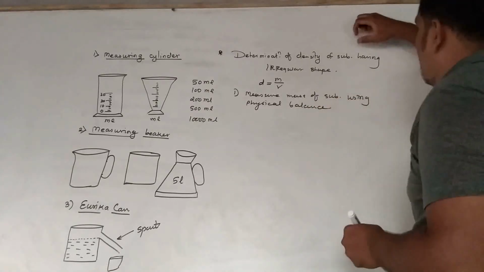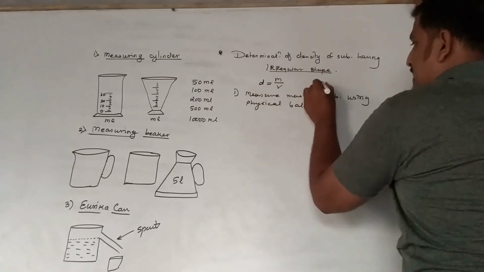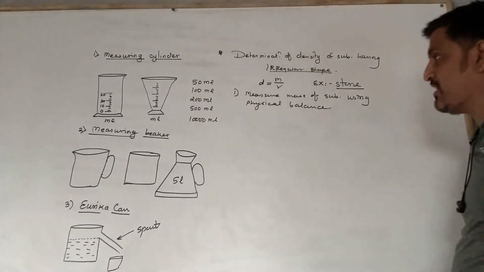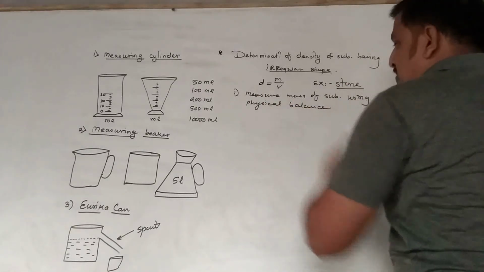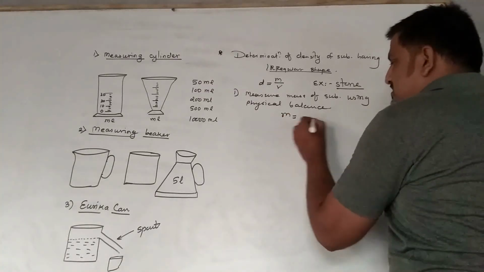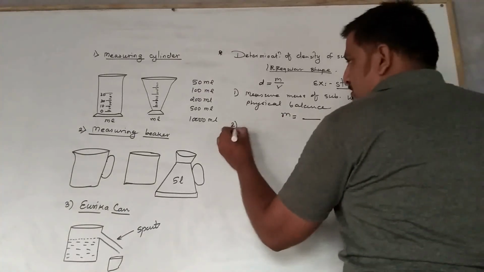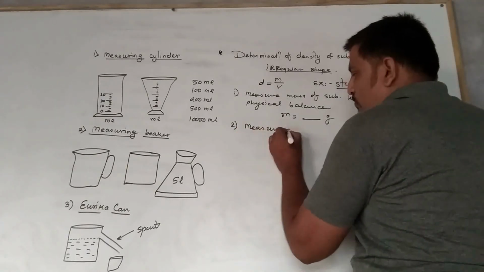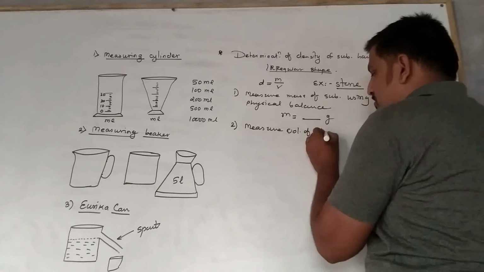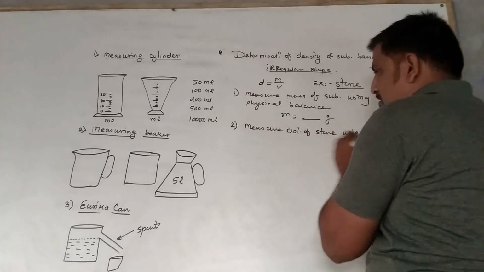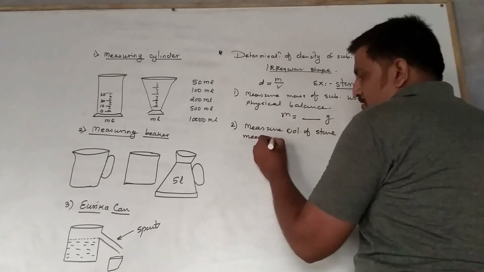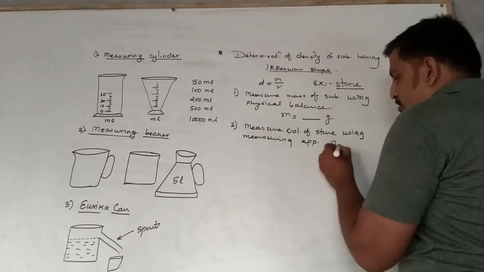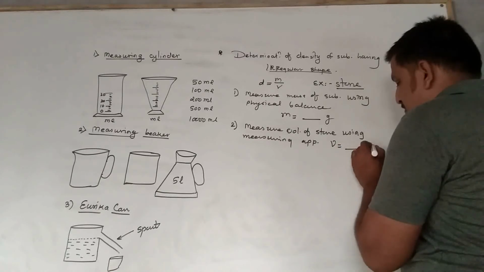Now, for the irregular shape substance, I am going to take the example of a stone. Keep the example of a stone in mind, whose density we are going to find out. So measure the mass of this stone using the physical balance. First we will take the mass in dash gram. Second, we want to measure volume. So measure the volume of the stone using a measuring apparatus, and that we call V is equal to dash centimeter cube.